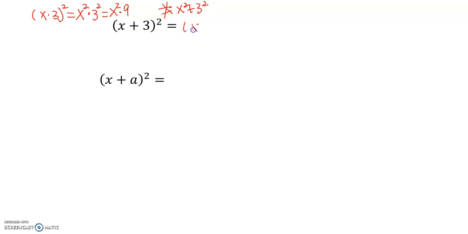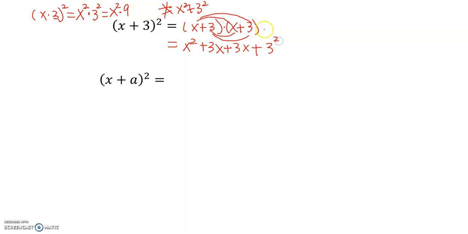The correct way to do it is to use the definition of the second power, which means multiplying 2 copies of x plus 3. To do that, we can use FOIL or just distribute. So x times x is x squared. x times 3 is 3x. And 3 times x is 3x, and 3 times 3 gives us 3 squared. We can combine like terms here: x squared plus 3x and 3x. Notice we have 2 copies of 3x, which gives us 6x, and plus 3 squared, which is 9.